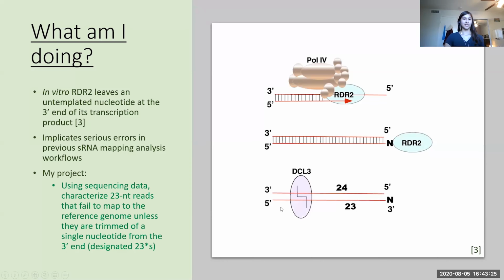So my project is basically using exploratory data analysis to see if we can identify these RdR2 dependent 23 nucleotide reads in actual sampling data, as opposed to just in vitro in a test tube as was originally shown. And so for brevity, we call these RdR2 dependent 23 nucleotide reads 23 stars for conciseness.